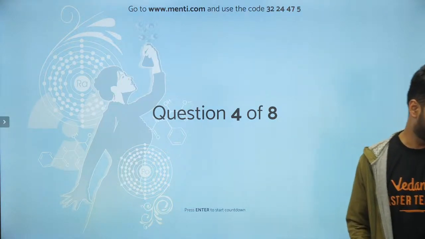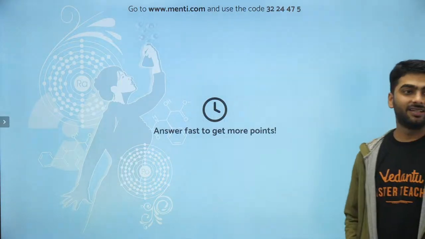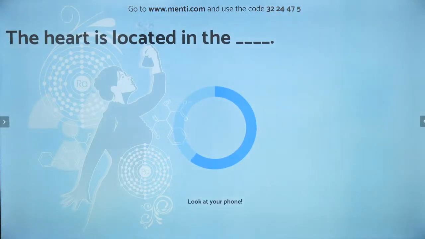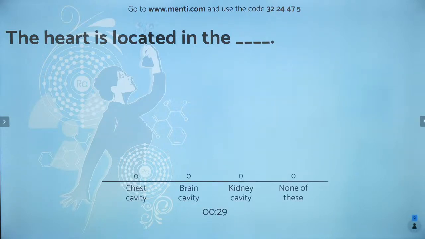Question number 4. So, it is plasma. It is plasma, Samriddhi. The heart is located in the dash. The heart is located in the dash. Heart is in the chest, brain, kidney or no. Easiest question of the class. Easiest question. Very good, RK Tripathi, good one.